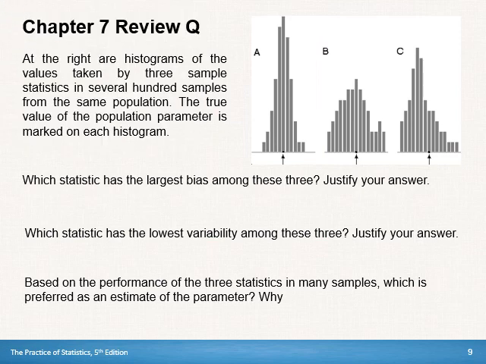All right, this last question is dealing with variability and bias. So at the right are histograms of the values taken on by three sample statistics. This is all very theoretical here, in several hundred samples. So we're talking about sampling distributions of several statistics. The true value of the population parameter is marked on each histogram, so you can see down below. All right, so which statistic has the largest bias among the three?